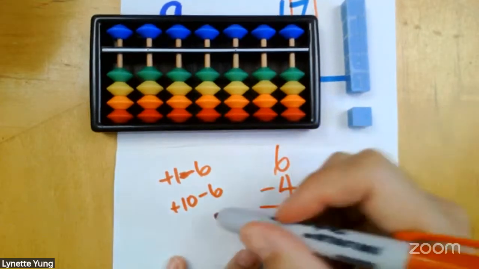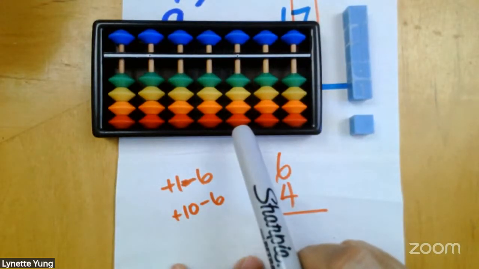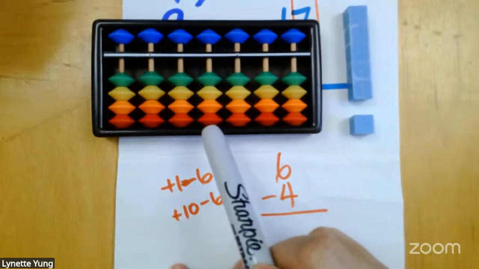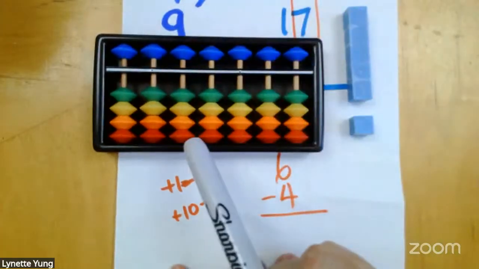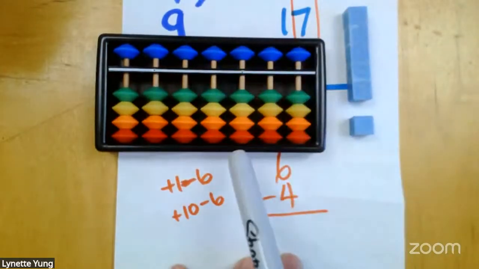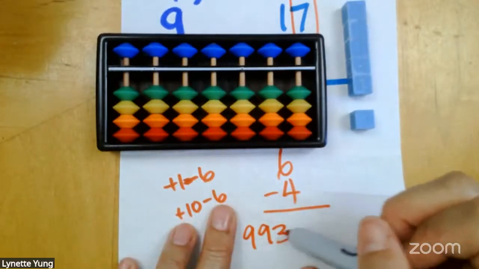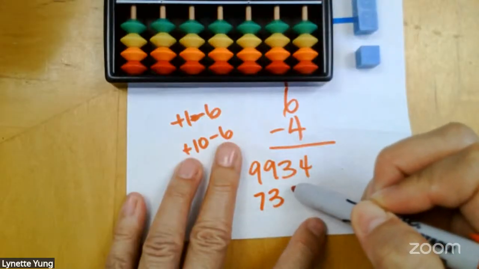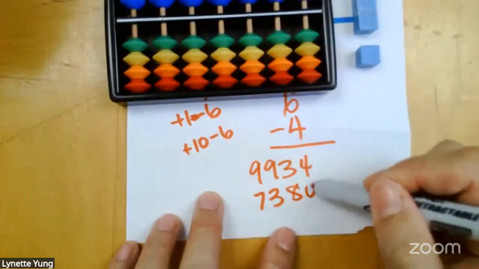I would still say plus the 10 minus the 6, because the reason is that you're going to get from here to here. The 0 pushes that 1 to here. That's why. Because when the numbers get bigger, it might get confusing. So even if we did 9,934 plus, I don't know, 738, whatever.